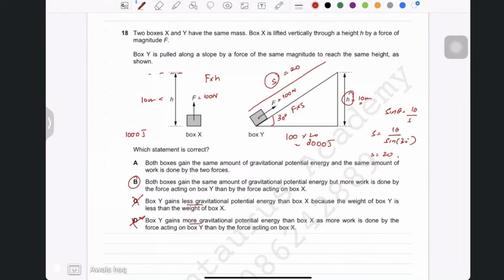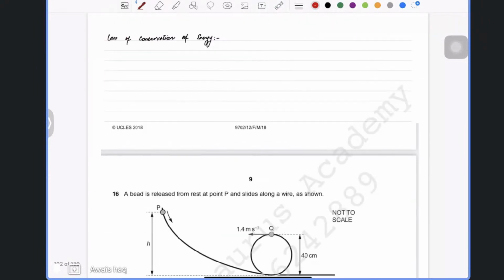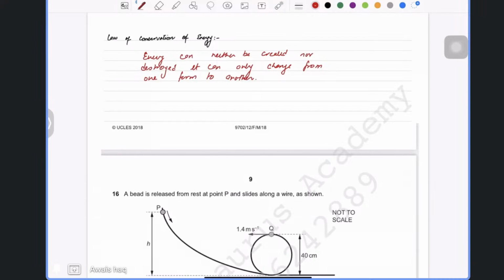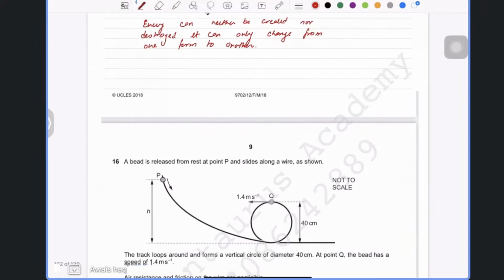Yeah. Okay, very nice. Then you got the law of conservation of energy. The law of conservation of energy says that energy can neither be created nor destroyed. That's your favorite one. It can only change from one form to another. Perfect. Now, for this question, I love this question, it's so good.